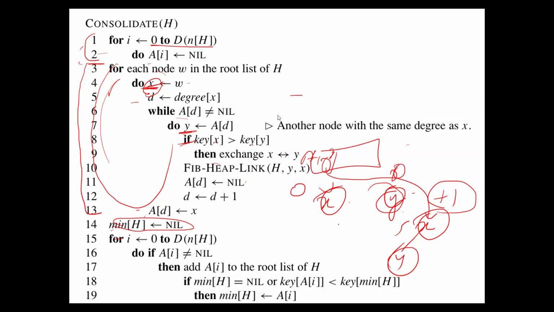So basically, A of I represents each degree, right? 0, 2, 3, etc. If there is a non-nil element, that is, it is pointing to some tree, then you just rebuild the root list once again and find out which is the minimum among all the new trees that have been created. So you just assign A of I to min of H. You compare all of them and see which one has the minimum element. And if min of H is nil or key of A of I is less than key of min of H, then you reassign min of H. That is all.